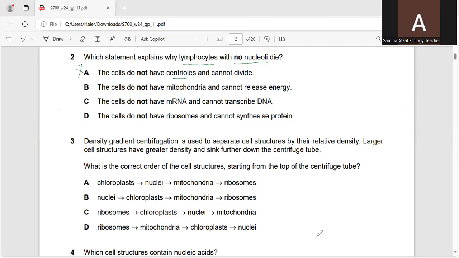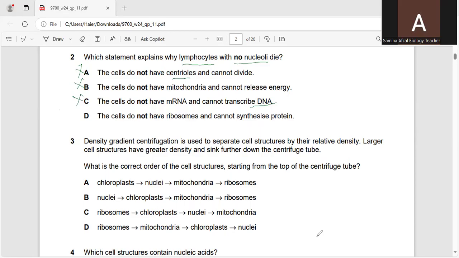The cells do not have mitochondria. Again, the mitochondria are always present in the cytoplasm. The cells do not have messenger RNA and cannot transcribe DNA. So messenger RNA is formed during the transcription and from the template DNA strand. So again, this is not the correct answer.